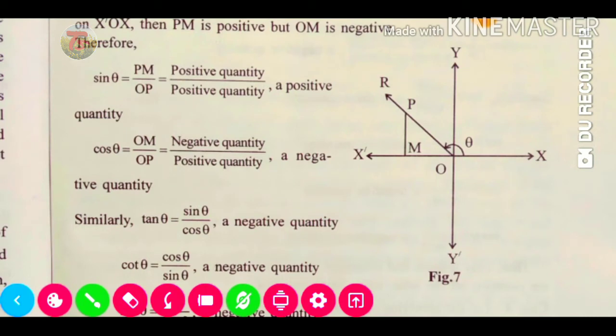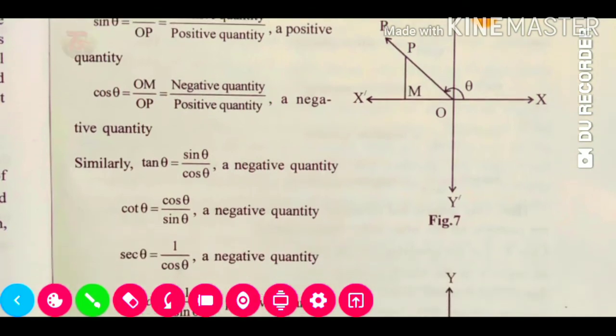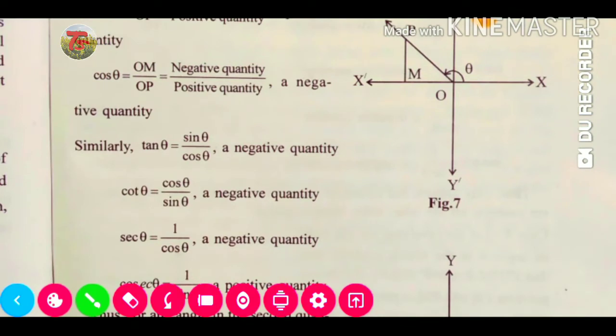Then similarly, tan theta is sin theta by cos theta. Sin theta we got positive and cos theta we got negative, so plus minus will be negative. Cot theta is equal to cos theta by sin theta. Cos theta is negative and sin theta positive, so it will be negative.